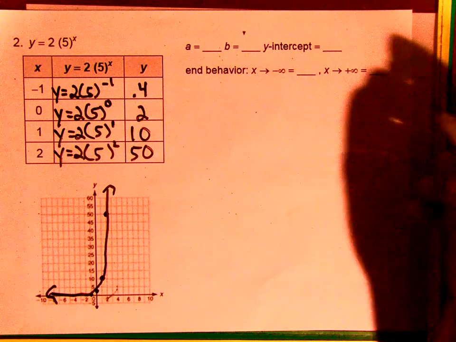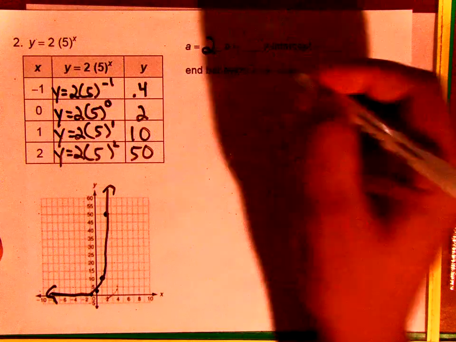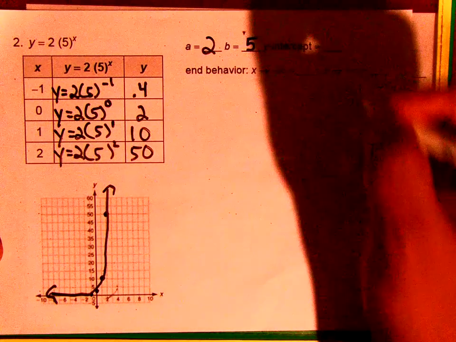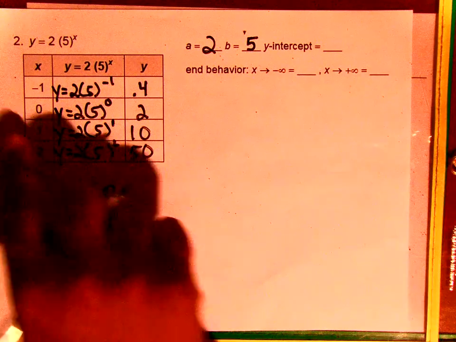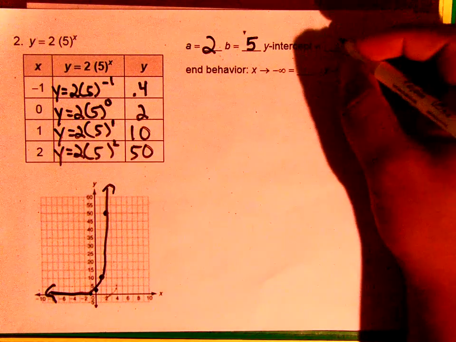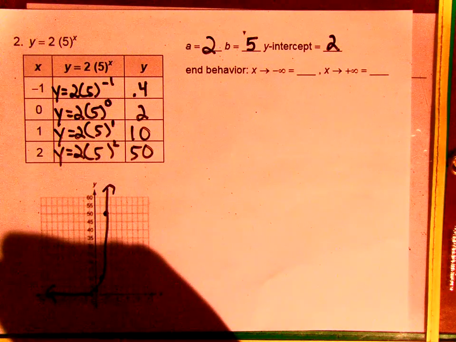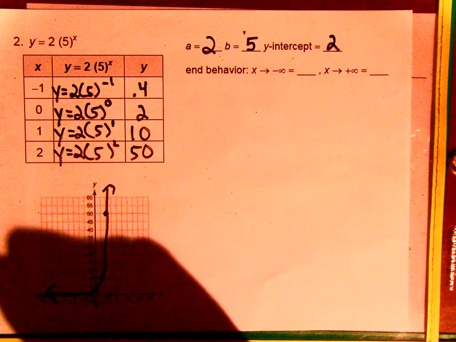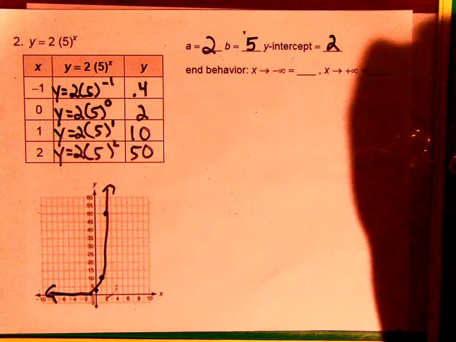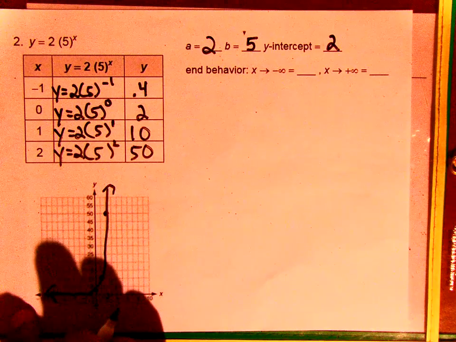Now we'll go ahead and label our parts here. A is 2, and b is 5. And the y-intercept, again, is when x is 0, what is y? So when we plug in 0, we get 2. And now we're going to do the end behavior. As x goes to negative infinity, what is the function doing? Well, it's getting closer and closer to 0.